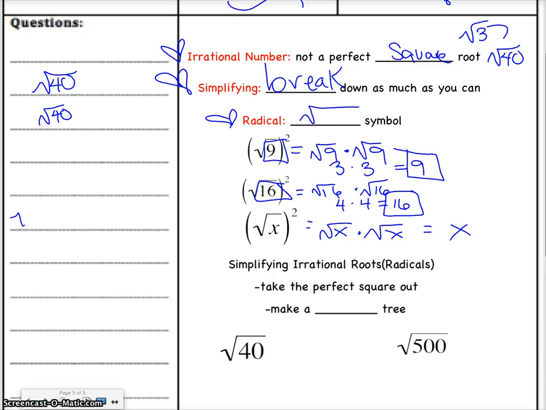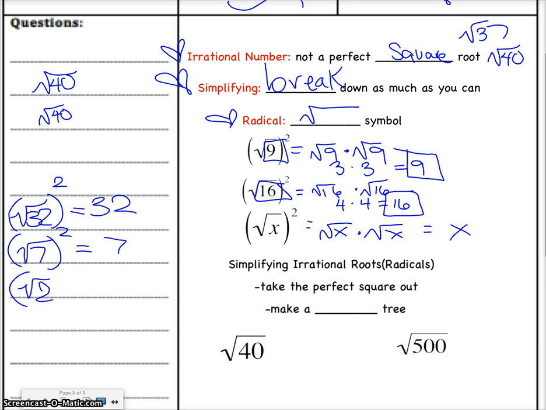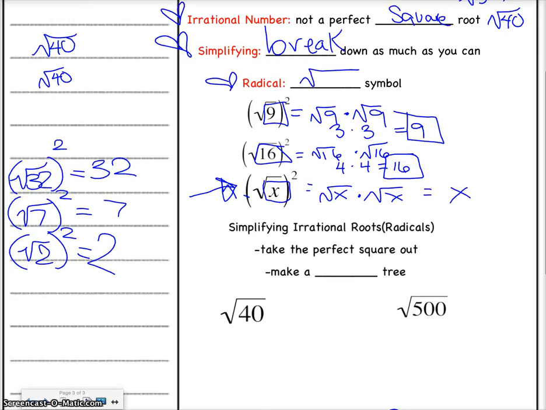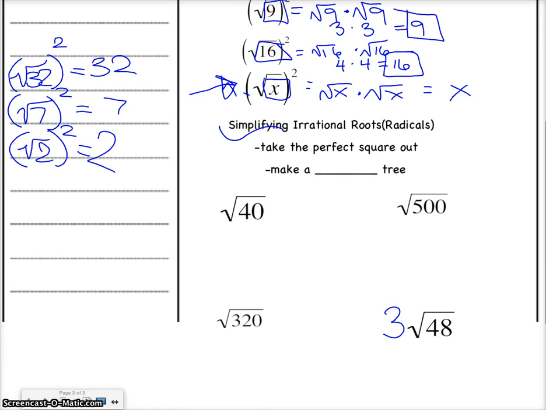So any square root of a number squared turns into the number itself. For example, the square root of 32 squared will be what? 32. The square root of 7 squared will be? 7. The square root of 2 squared will be? 2. According to that generalization, anytime you square a square root, it just gets rid of the square root. It's an opposite or inverse operation, and you get what's inside. Okay, huge for today.